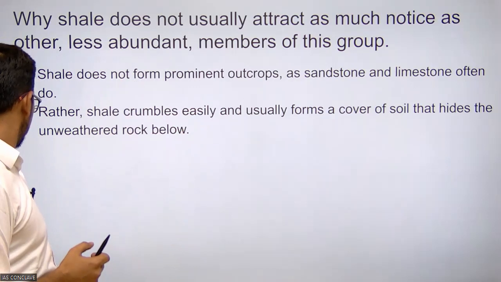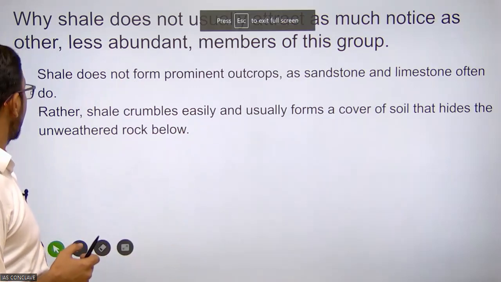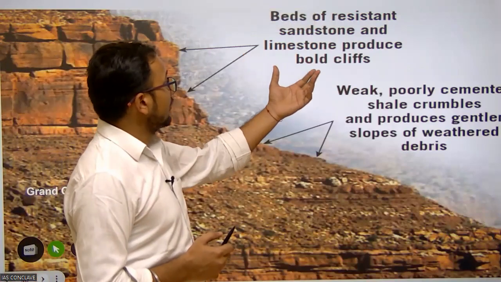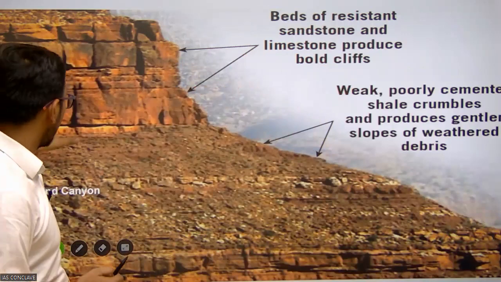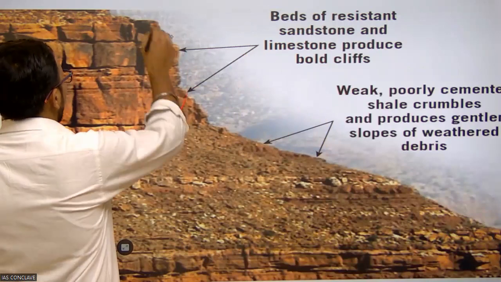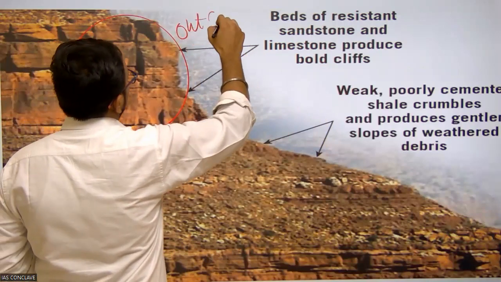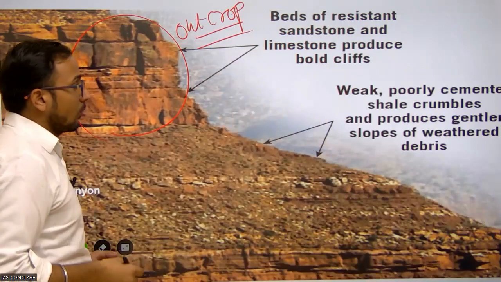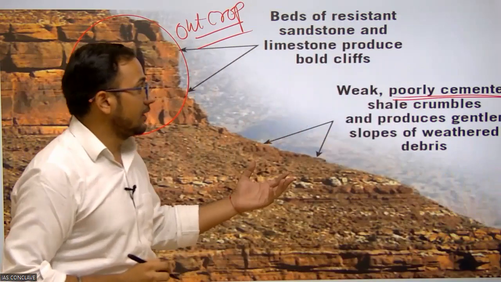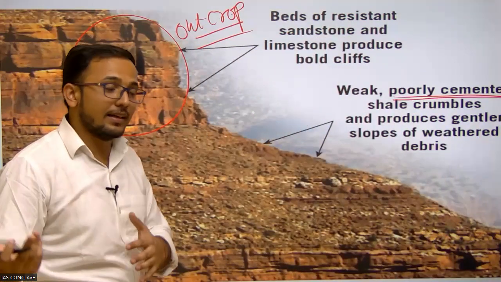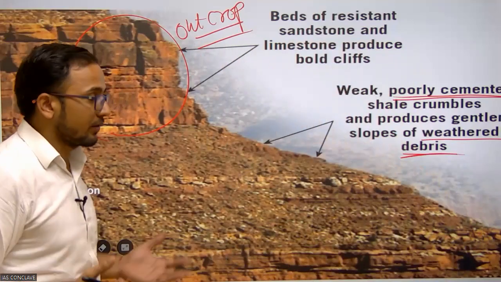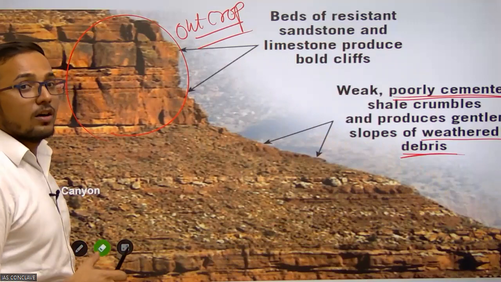Here you can see that the beds of resistant sandstone and limestone produce bold cliffs. This is an example of the Grand Canyon of the USA, and this is a prominent outcrop. But shale does not produce such outcrops because shale is weak and poorly cemented. Because it is weak and poorly cemented, it is more vulnerable to weathering, and that's why it weathers into debris, and that's why these are not so noticeable. But that doesn't mean these are not important to us.